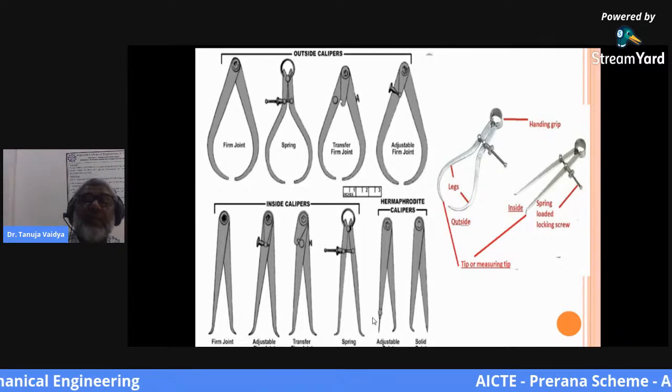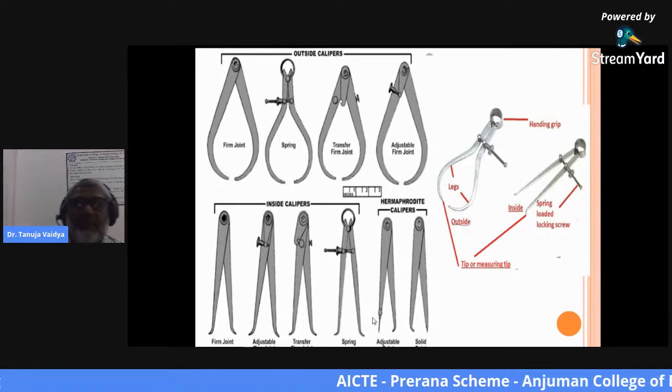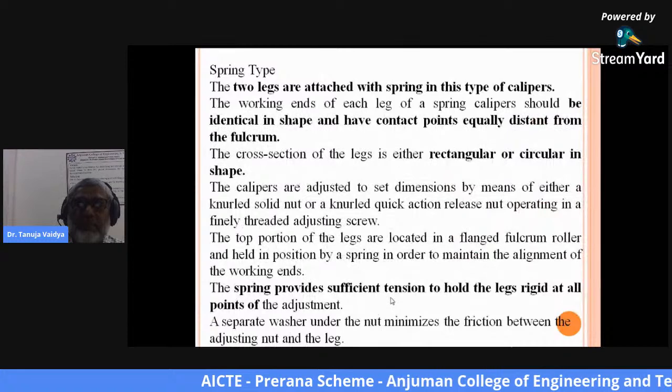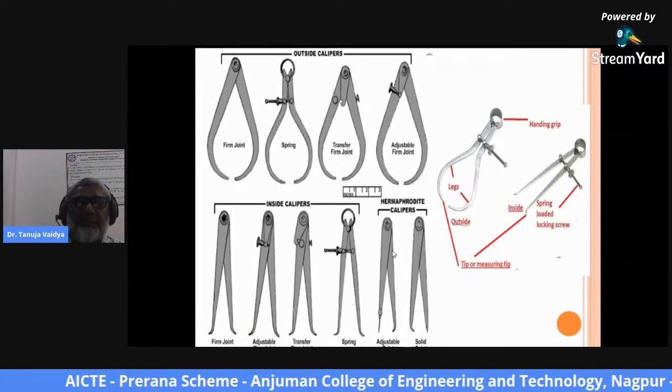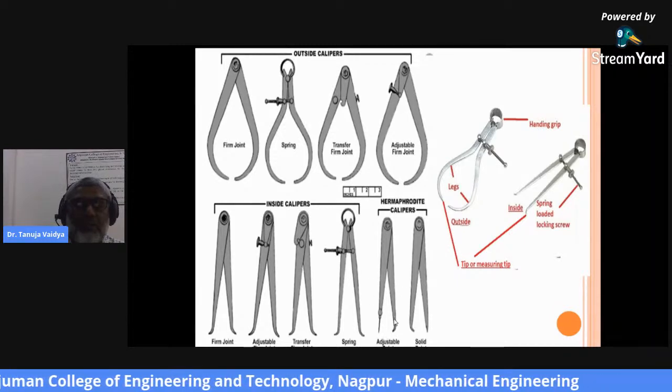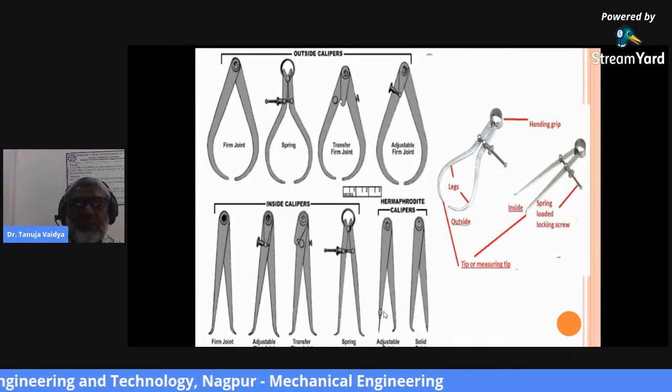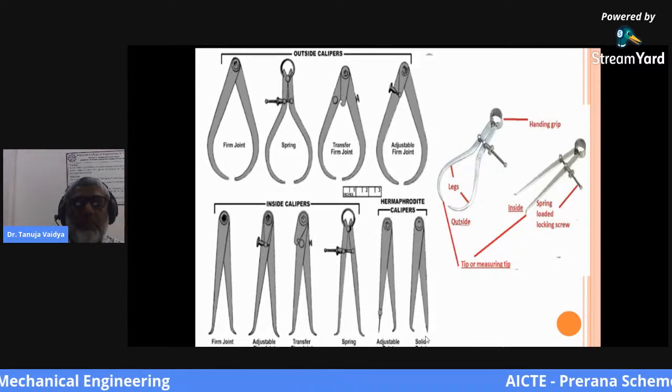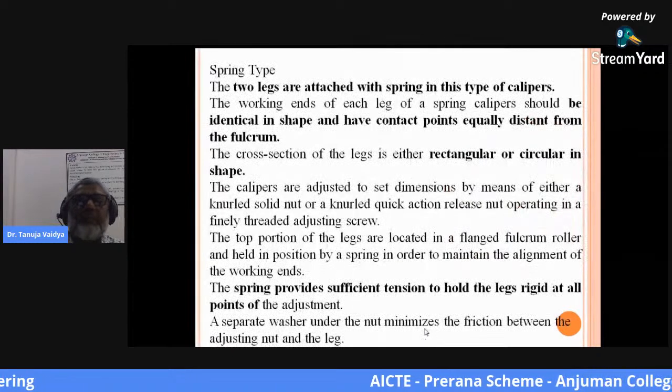Another important type of caliper is the hermaphrodite caliper. These hermaphrodite calipers are of two various types. Two types are shown here: adjustable point and solid point. This is the adjustable point, and this is the fixed point or the solid point hermaphrodite caliper.